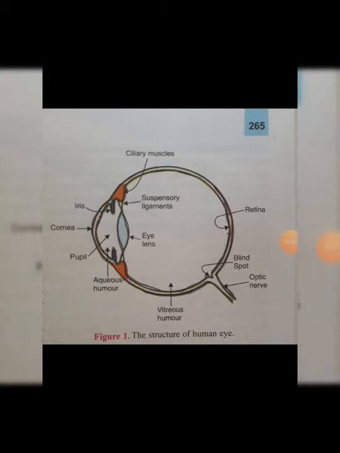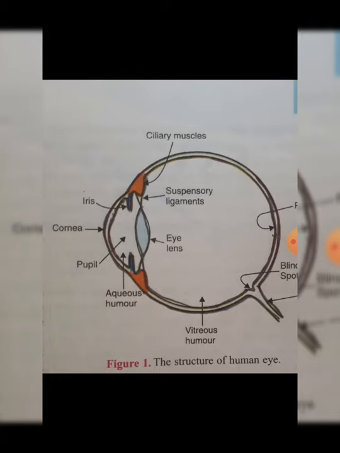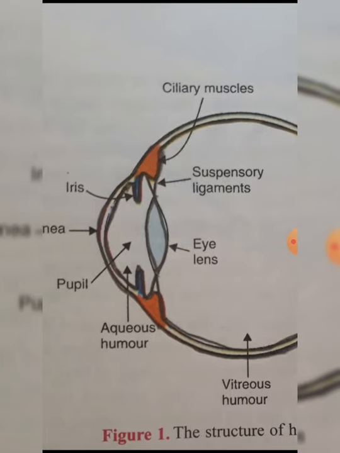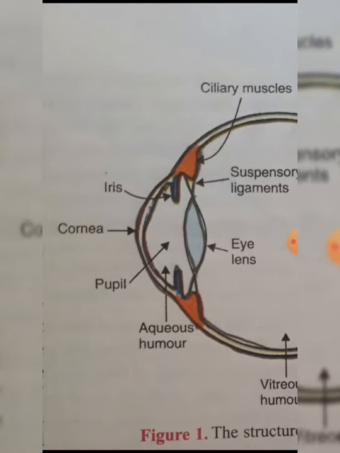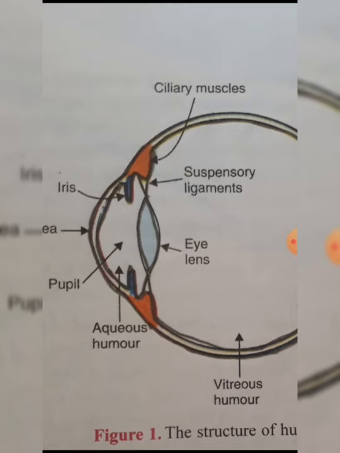Students, in the previous lecture we discussed the construction of the eye. Now we'll discuss the working of the eye. So now the light rays coming from the object kept in front of us enter the cornea of the eye, this outer bulging part, then pass through the pupil, the hole in the middle of the iris, and the light rays fall on the eye lens.